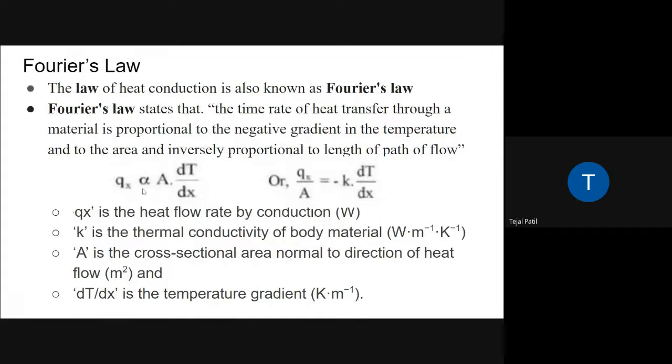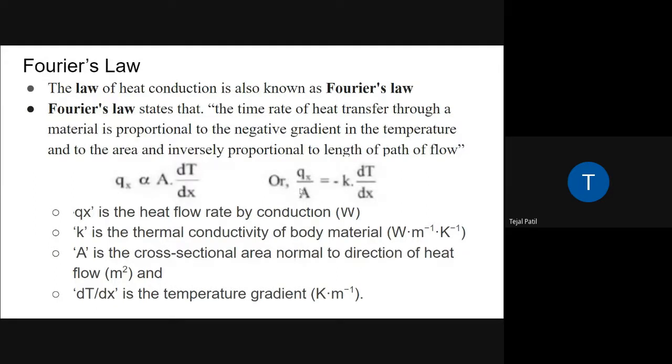So you can write it mathematically as Qx is directly proportional to the area times dT divided by dx, that is the length, a smaller length. If we remove this proportionality sign, we can write it by giving a constant of proportionality, that is k. And why this minus sign? Because of this negative gradient. So your formula becomes Qx = -kA dT/dx.